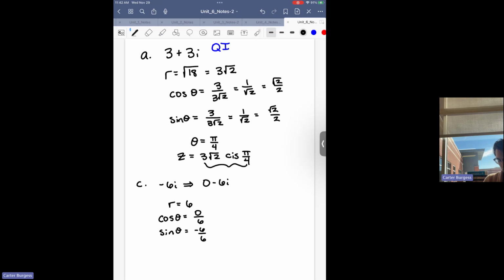So we're looking for the value of theta where cosine, where the x value is 0, and the y value is negative 1. What is that value of theta? Three pi over 2. And so we end up with z equal to 6 CIS 3 pi over 2.